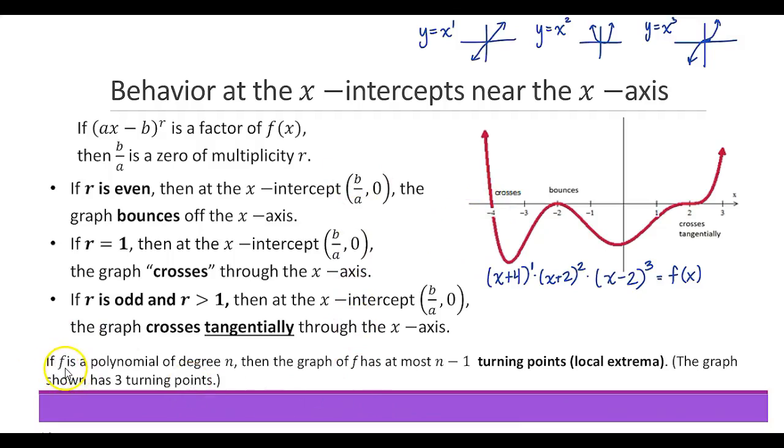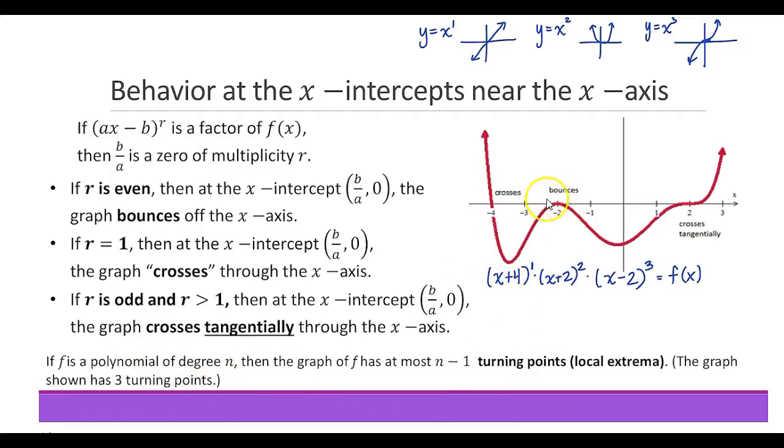Now the last part is if f is a polynomial of degree n, so if the degree of the entire polynomial is n, then the graph of f has at most n minus 1 turning points, or we call those local extrema. So if the polynomial has a degree n, there's one less than that at most, turning points. So this graph shown here has 3 turning points. So we're talking about local extrema.